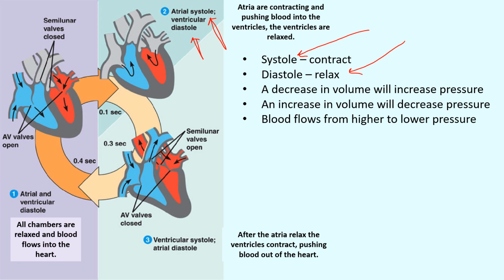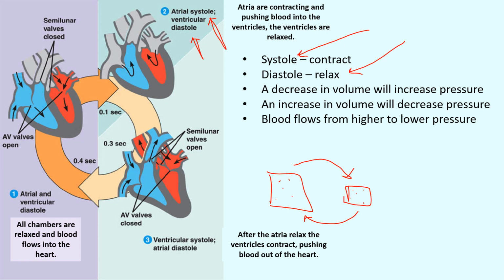Another thing to note is when you get a change in volume, you also get a change in pressure. So for example, if I've got a box here with 5 particles in and I decrease the size of that box, or the volume, I now have an increased pressure because the particles have less space, so they're hitting the walls of the box more. So a decrease in volume is going to increase the pressure, and the reverse is true as well. An increase in volume is going to decrease the pressure.